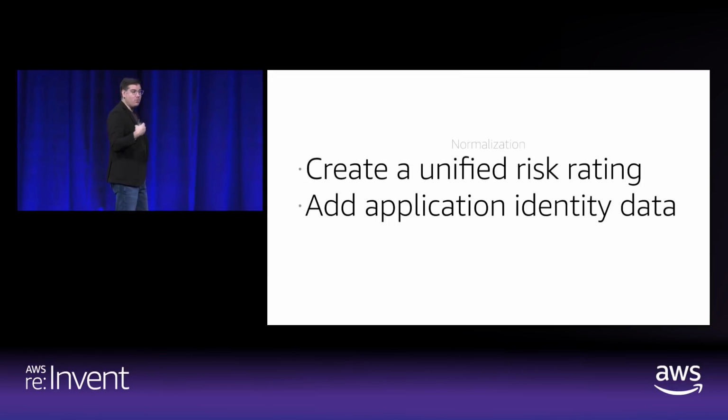So here, we need to know what part of our build this EC2 instance comes from. Right? Is it part of our front end? Is it part of our back end? Is it a batch job that runs at night? So this is a good opportunity for us on ingest, not only to unify that risk rating, but also to identify the application where it's coming from.